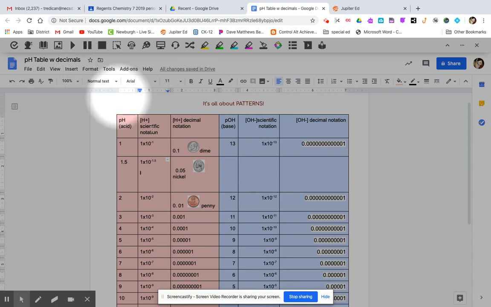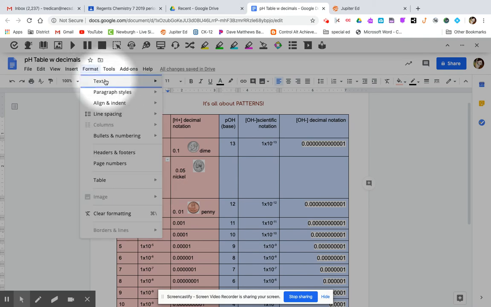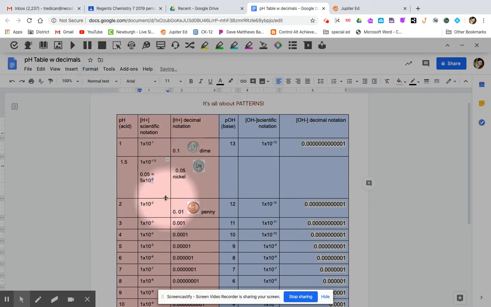Okay, so let's get back to 0.05. How would you write that in scientific notation? Well, it would be 5 times 10 to the negative 2 power, right? And again, we can take that to the exponent, format, text, superscript. So 0.05, or a nickel, in scientific notation, is 5 times 10 to the negative 2. So you can see that, right?